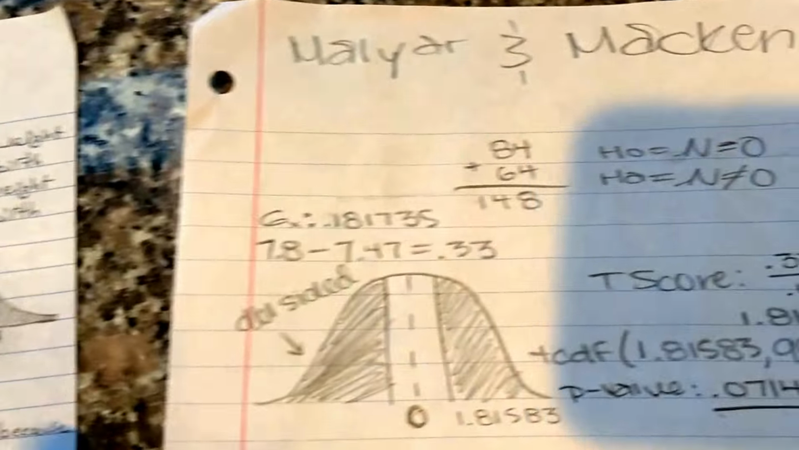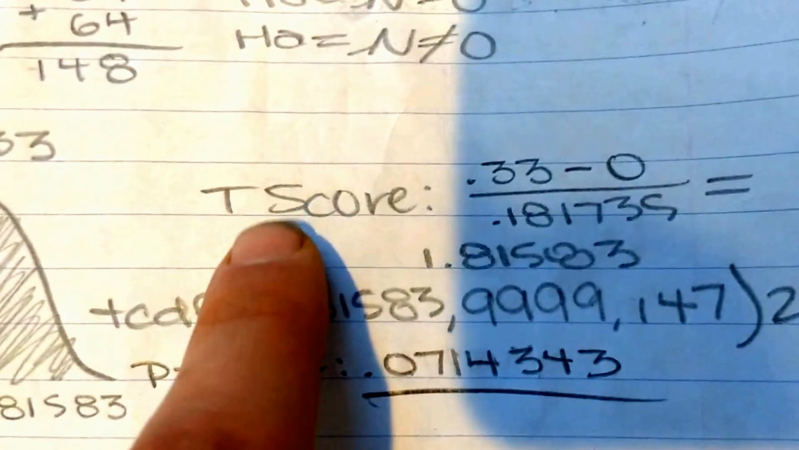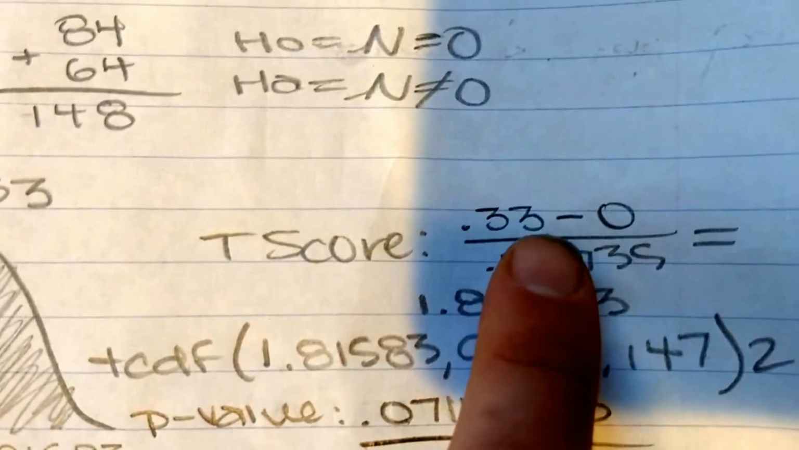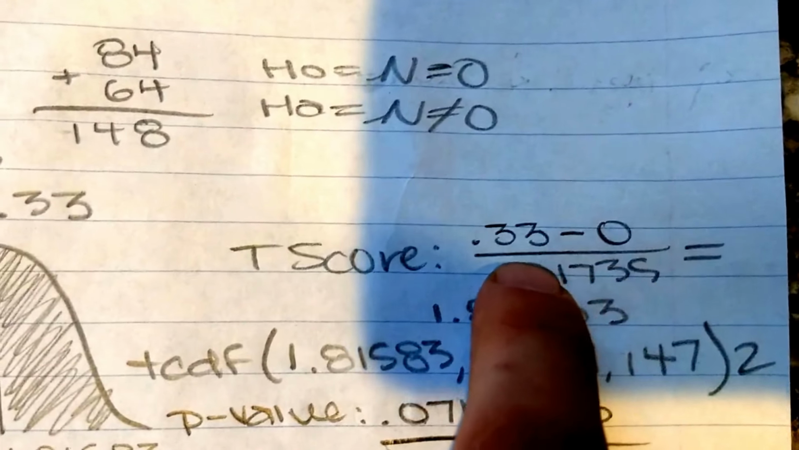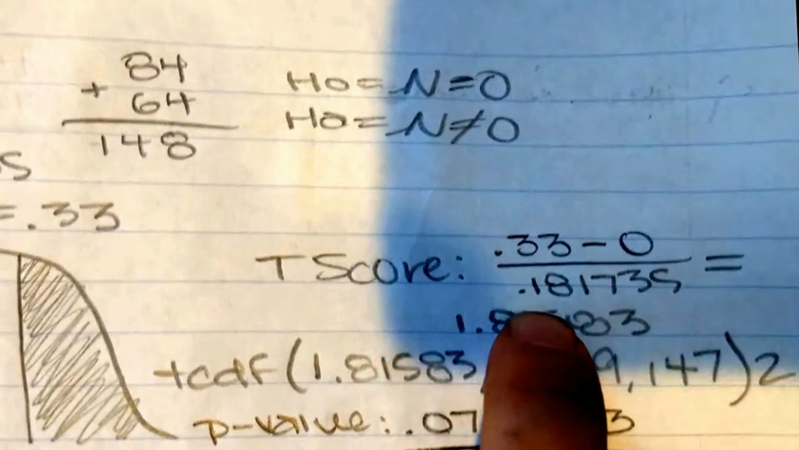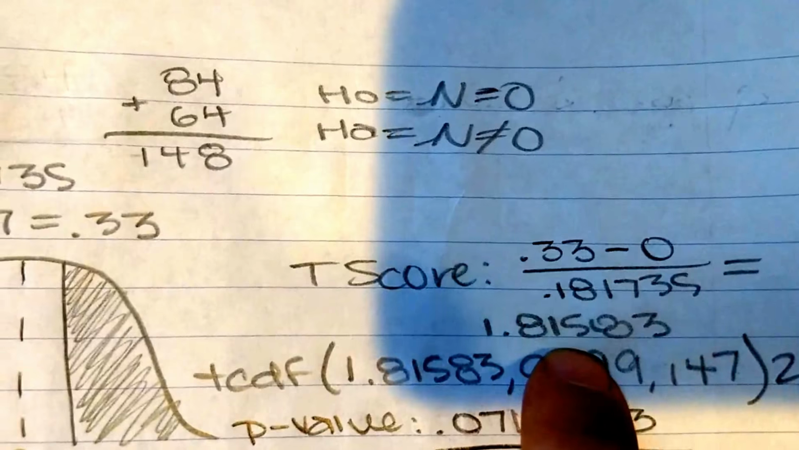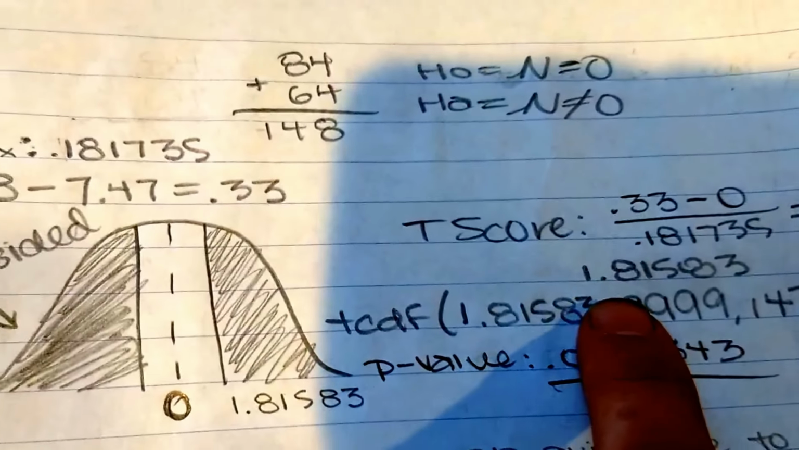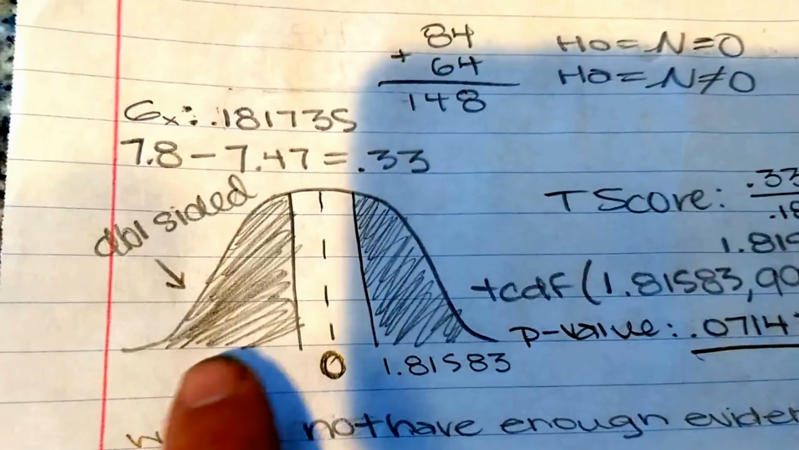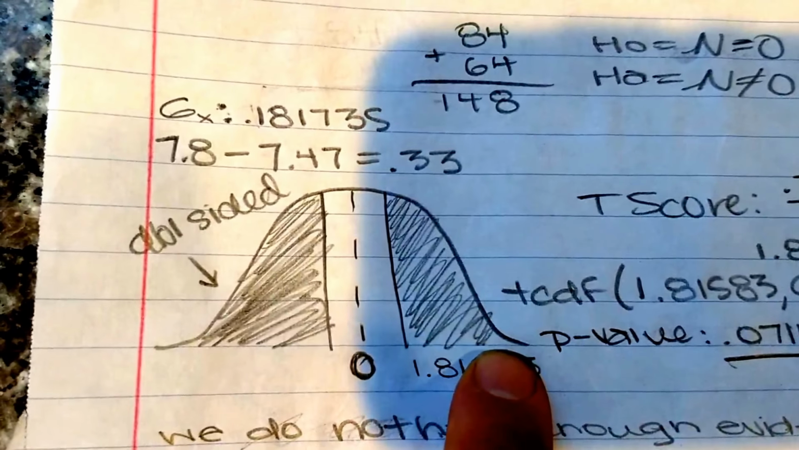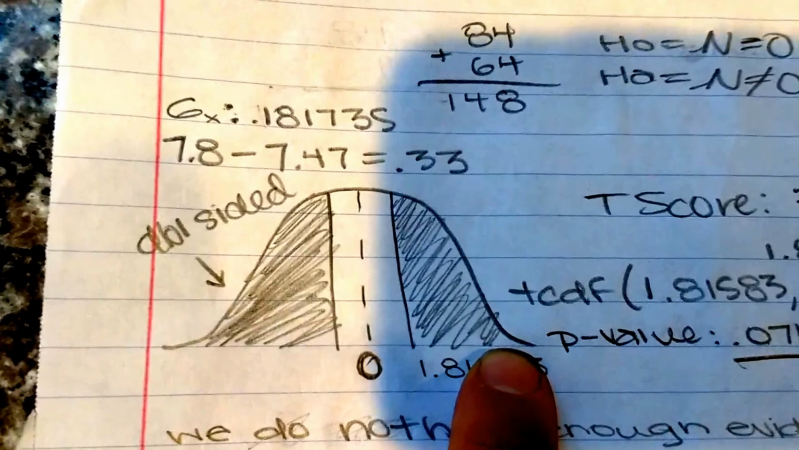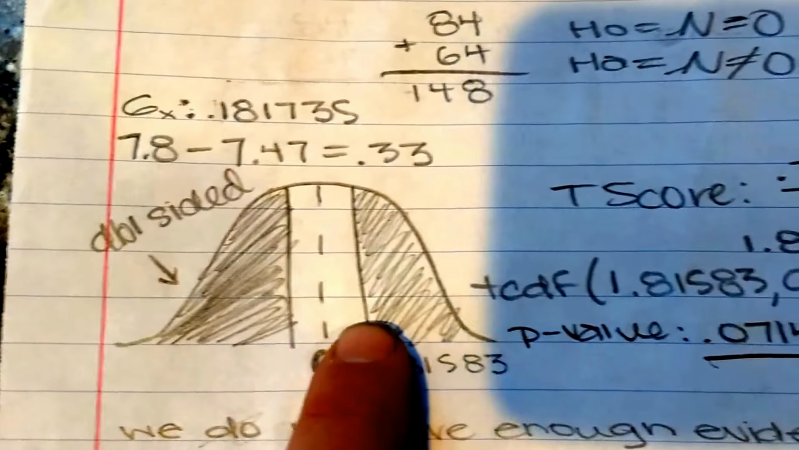We need to translate that into a t-score. T-score: 0.33 is our value, minus the parameter, minus the claim, 0.33 minus 0, divided by the standard deviation, which gives us 1.815. So in our picture here, we were 1.8 standard deviations above what we would expect. Okay. How likely is that to occur by chance?